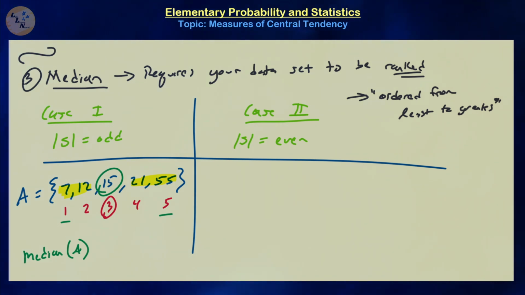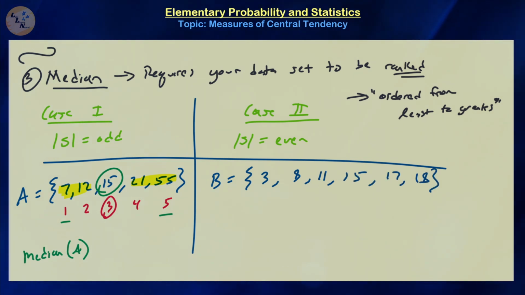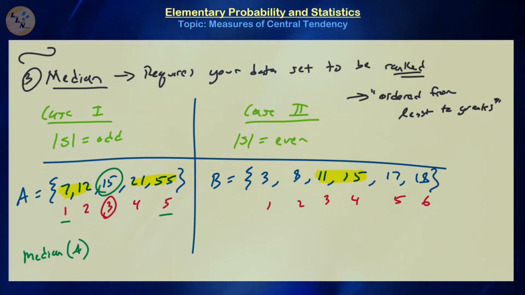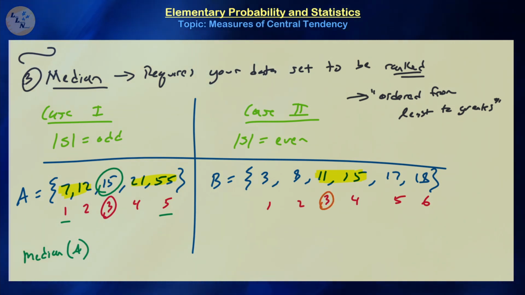Now, if you have an even number of data values, for example, consider the set B: 3, 8, 11, 15, 17, and 18. Again, you're going to require that the set be ordered from least to greatest. And what you're going to do is look at the middle two values here. So again, this is going to be rank 1, rank 2, rank 3, rank 4, 5, and 6. Now, in order to find the minimal index very quickly, if you have a very large set, how can we get this number 3?